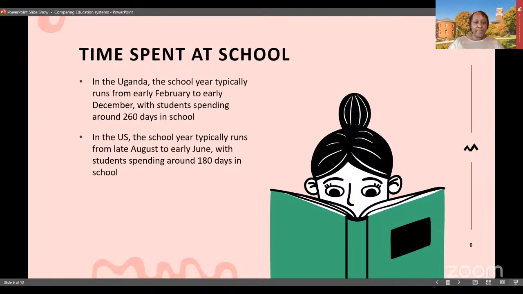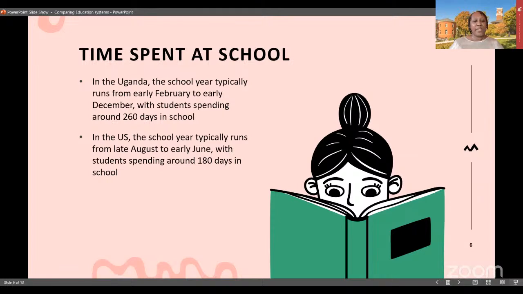In Uganda, the school year typically runs from early February to early December. I know right now the children are in their longest holiday of the year. It takes around 260 days in school, and mostly it is boarding schools, I want to say.